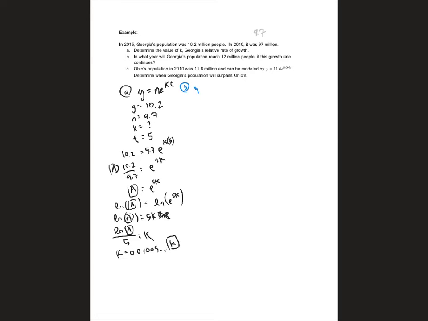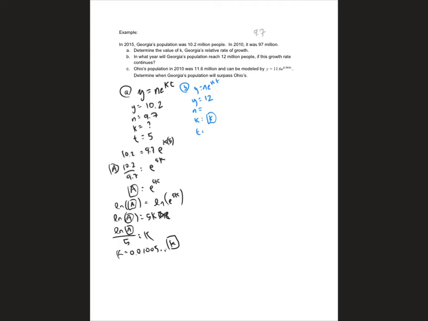So I have y equals n e to the kt. My k is that constant k I just calculated in part A. Now, if I want to know when the population will reach 12 million, that's my final, it's 12. And then for my n and my t, I have choices. I can either choose the n that was from 2010, and if I calculate the t there, that would be the number of years from 2010, or I can let my n be the calculation from 2015, and then my t would be the number of years from 2015.